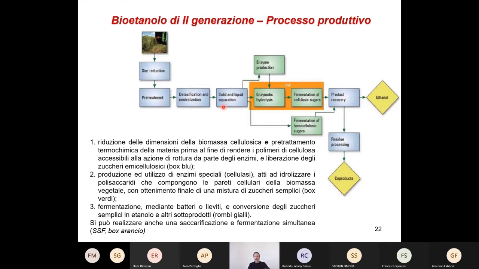Okay, then you move towards the core of the process, which is the enzymatic hydrolysis. And so you have some enzymes that cut the cellulose polymer, and also in some cases the hemicellulose polymer, to simple sugars. Okay, so you can use some yeasts to complete the fermentation process to bioethanol. Okay, so this is the main pathway.